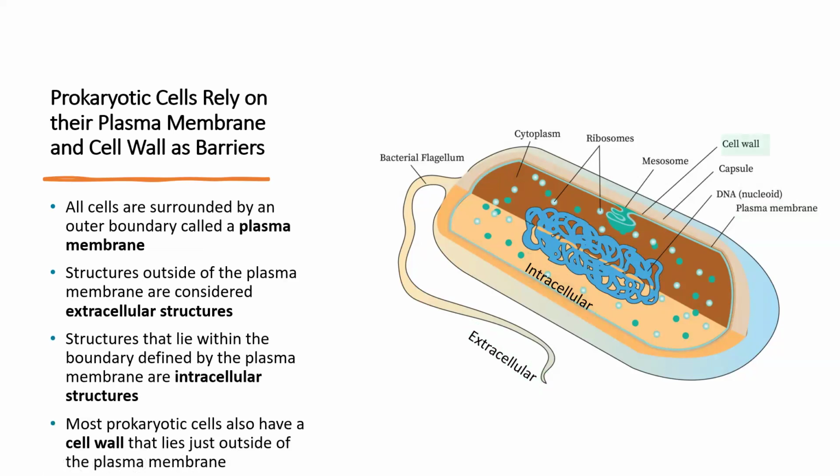Most of our prokaryotes are going to have a cell wall, and that is going to be outside of the plasma membrane for gram-positives, and for gram-negatives, it's going to actually be between the two plasma membranes. But we'll talk more about that with the cell wall lecture.